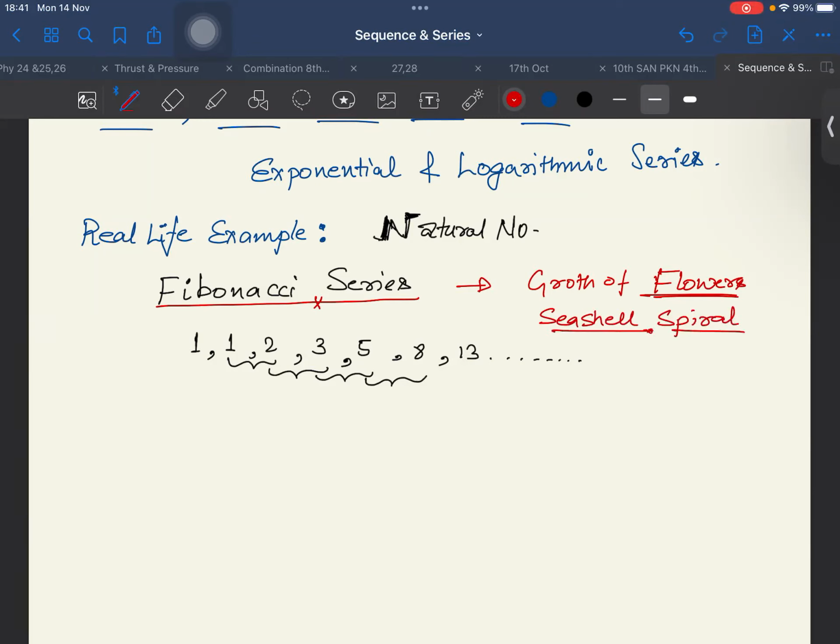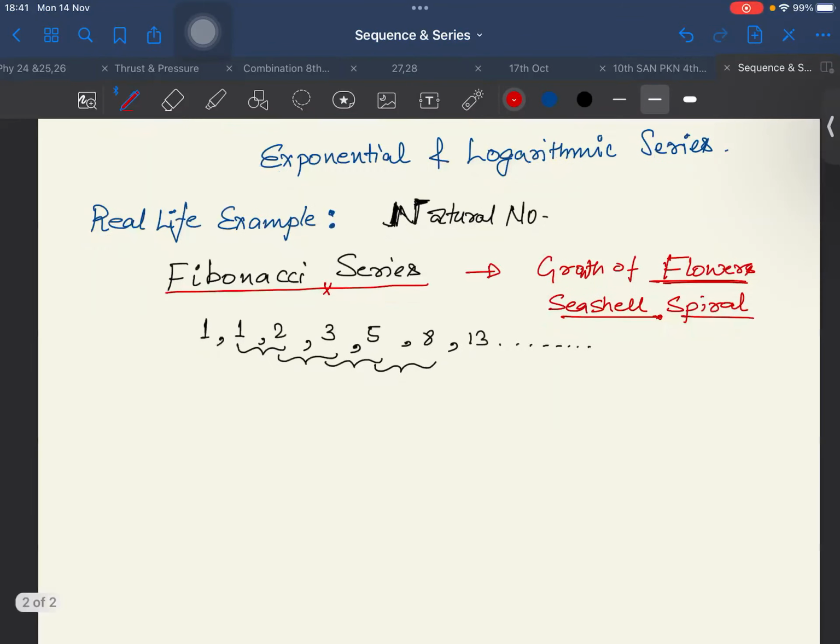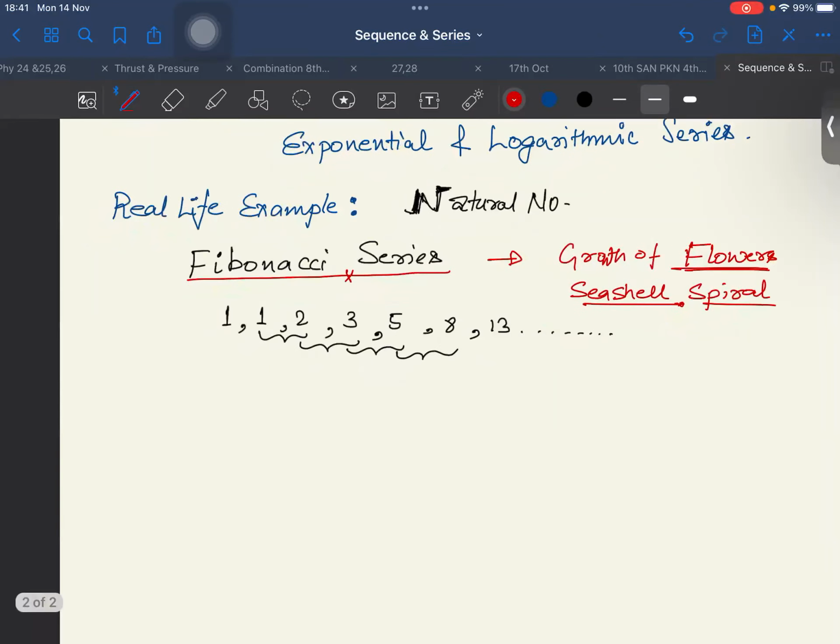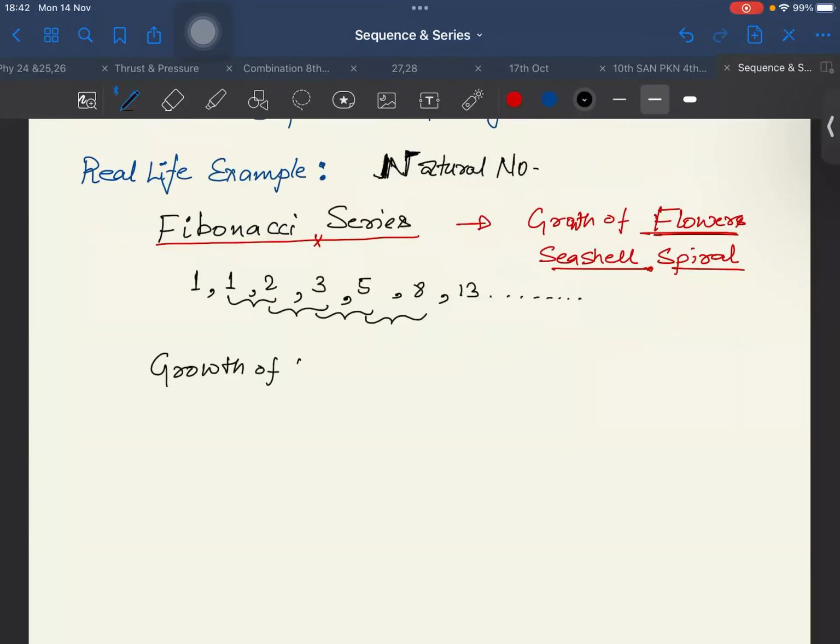Right. So these are some of the real life examples of your sequence and series. What else? Like growth of bacteria, or growth of population. Population growth of any population, like of a city or a particular town or a country, whatever. So these all come under exponential series.